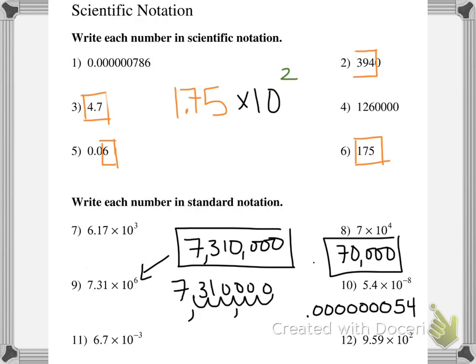Be careful to always make sure you have the appropriate number of zeros. Last but not least, number 12, moving 2 places to the right to make the number bigger. 1, 2, like that. And then the final answer would be 959.